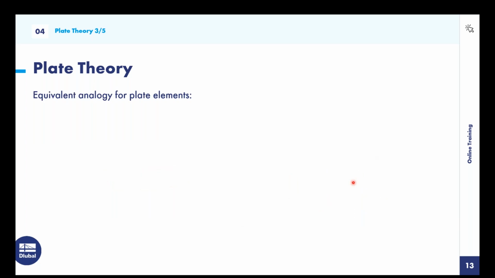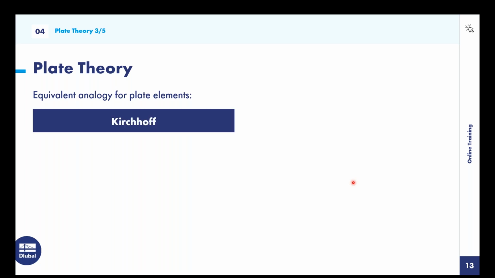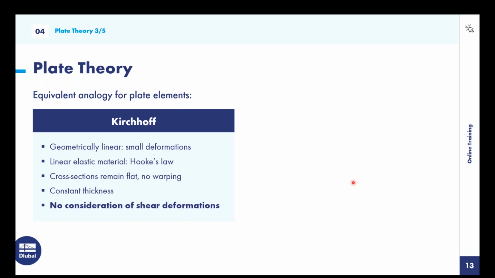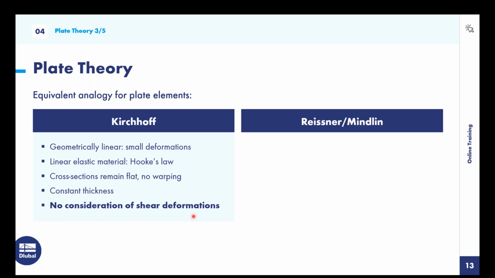Now, how do these compare to the equivalents of the two plate theories for plate elements? Bernoulli's can be comparable to the Kirchhoff plate theory. The assumptions for the Kirchhoff plate theory are that we're going to be using a geometrically linear analysis, so small deformations, and a linear elastic material based on Hooke's law. The cross-section remains flat, there's no warping, there's constant thickness, and there is no consideration of shear deformations. Similar to the Timoshenko theory, we have the Reissner-Mindlin theory, which works the same for plates.